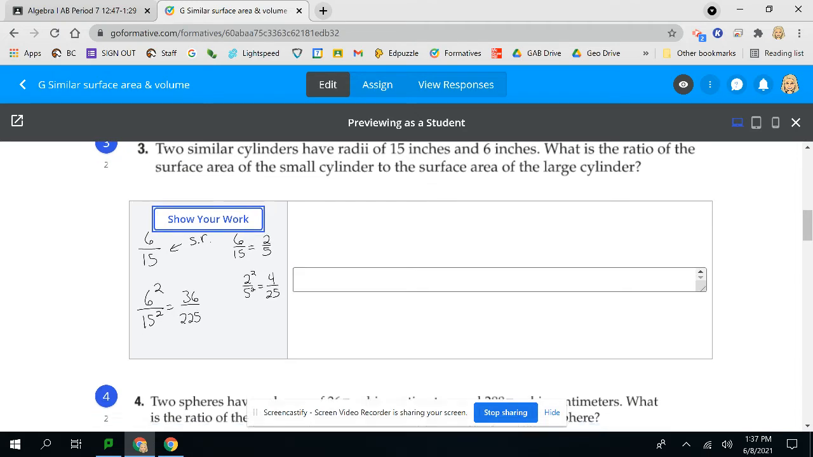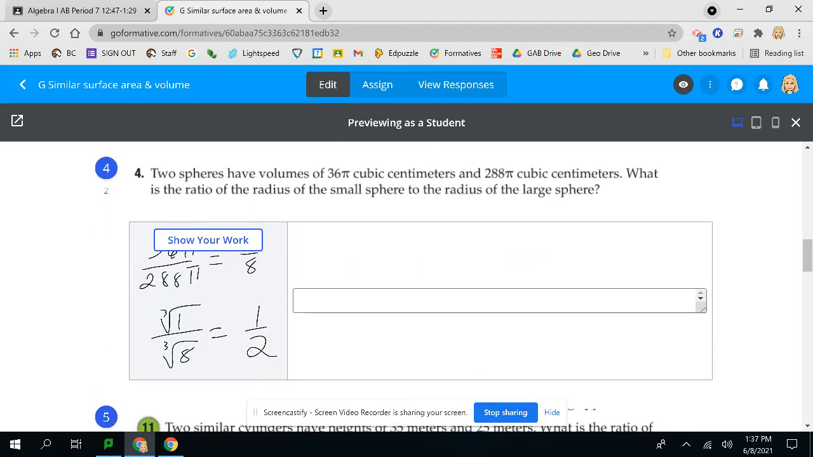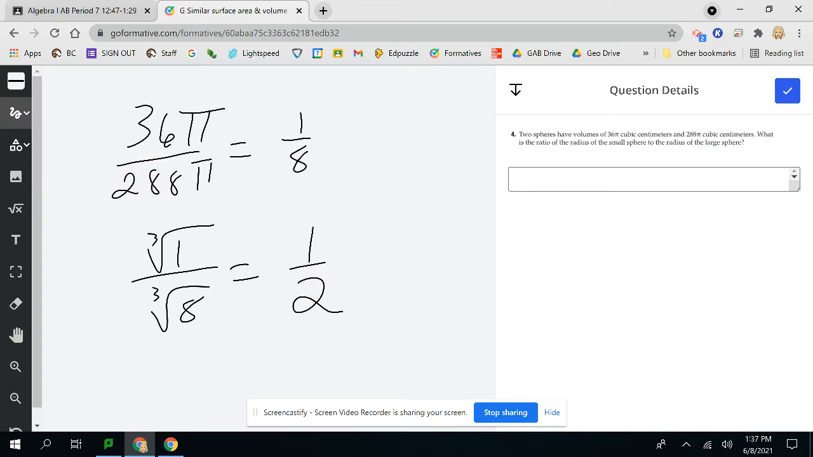Number 4. Two spheres have volumes of 36 pi cubic centimeters and 288 pi cubic centimeters. What is the ratio of the radius of the small to the large sphere? Again, I'm going to put small on top. So I did 36 pi over 288 pi. I entered that in my calculator as a fraction, and it told me that that's equal to 1/8.